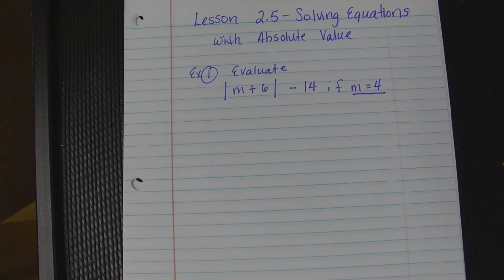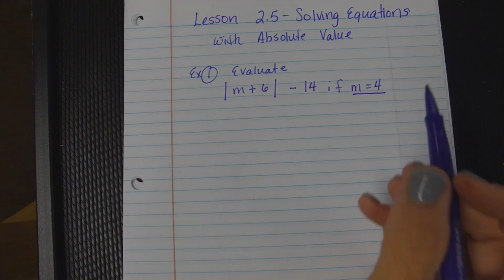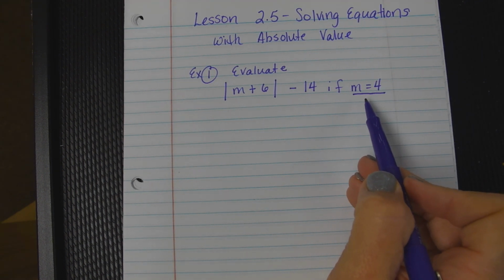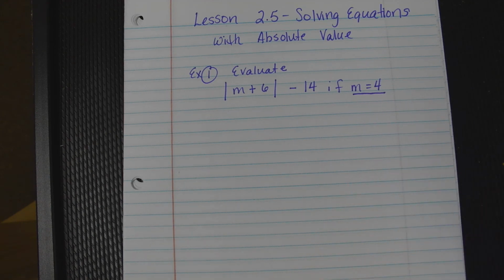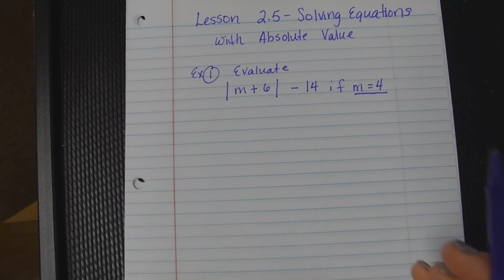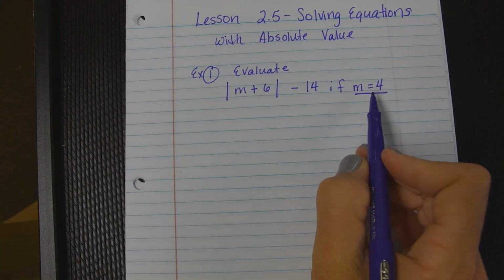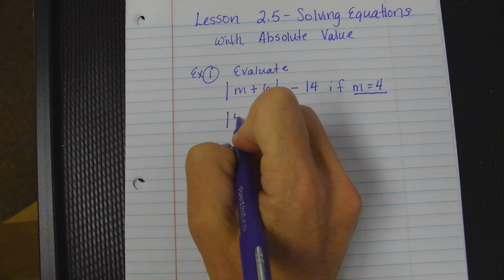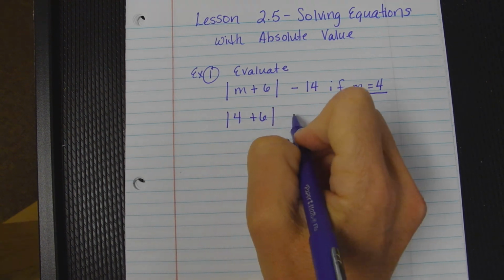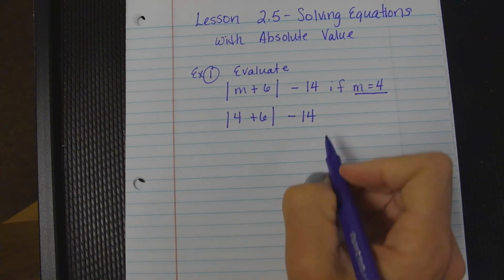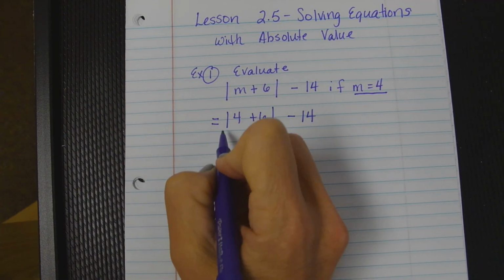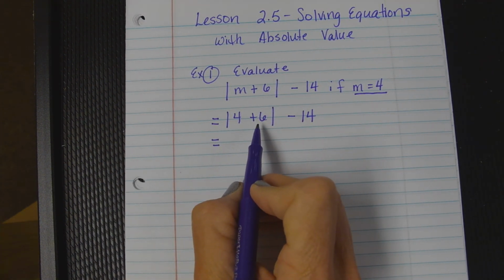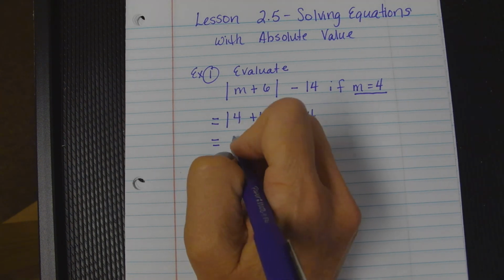Going back to chapter 1, what do I need to do with this right here? If m is equal to 4, what do I do with this? Plug it in. The math word is substitute. So you're going to take out m and just put 4. So I'm going to say the absolute value of 4 plus 6, minus 14. And now do the math. 4 plus 6 is what? 10.